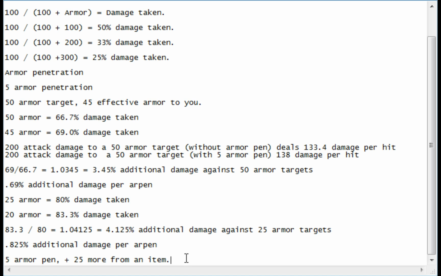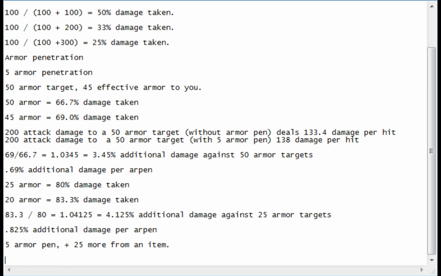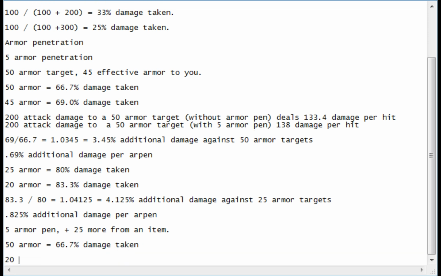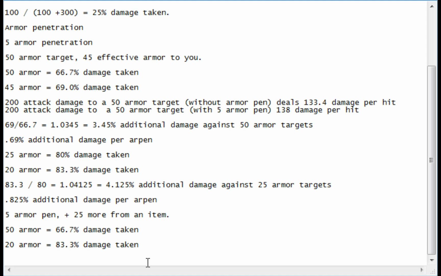Now here we're going to go ahead and look at a 50 armor target with these armor penetration stats. So they go from 50 armor equals 66.7% damage taken to 20 armor, which is now 83.3% damage taken. That's a pretty significant difference. Let's look at the division here. Let's look at the percentage total increased damage from those values.